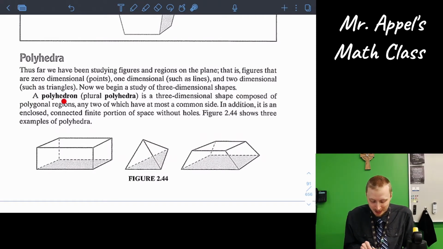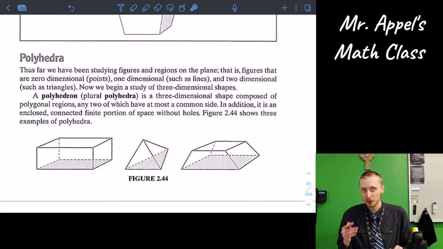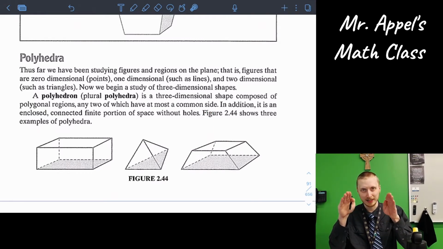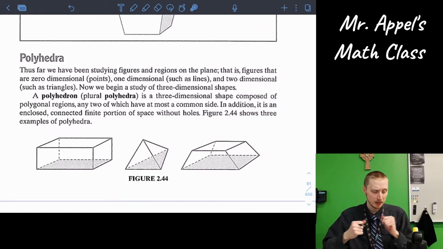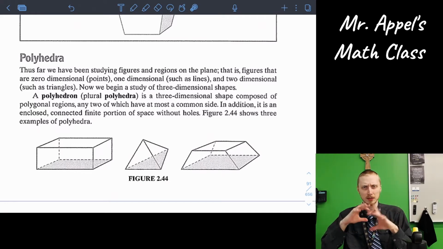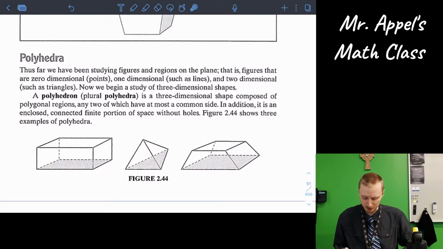A polyhedron, plural polyhedra, is a three-dimensional shape composed of polygonal regions, any two of which have at most a common side. Okay? So you're taking two polygons and connecting them together. I wish I had, there's all kinds of toys that do this magnetically and can attach themselves, right? And you can build a 3D shape out of that. In addition, it is an enclosed, connected, finite portion of space without holes.